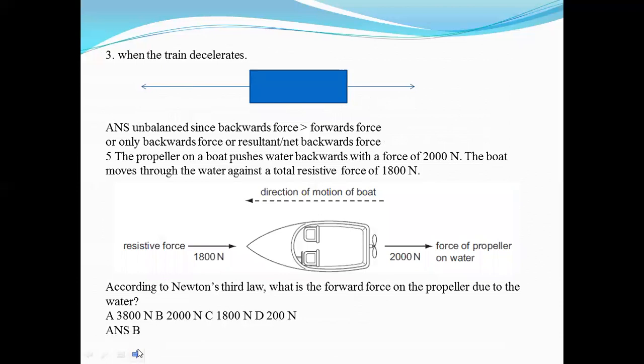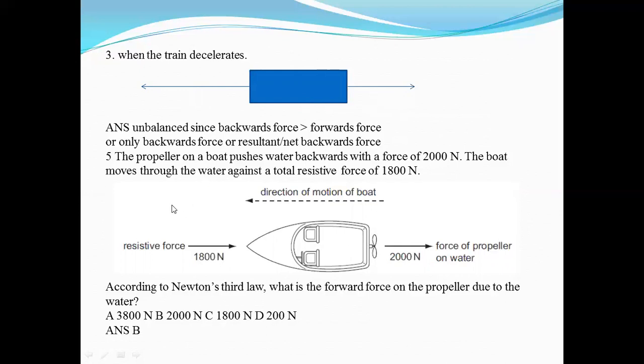The third part, when the train decelerates. This situation happens when the backward force, which is the resistance, is greater than the forward force, that is the thrust exerted by the train engine in the forward direction. So the forward force over here will be smaller and the backward force will be greater. In that case, the train is said to be decelerating. In this situation, unbalanced forces are acting.